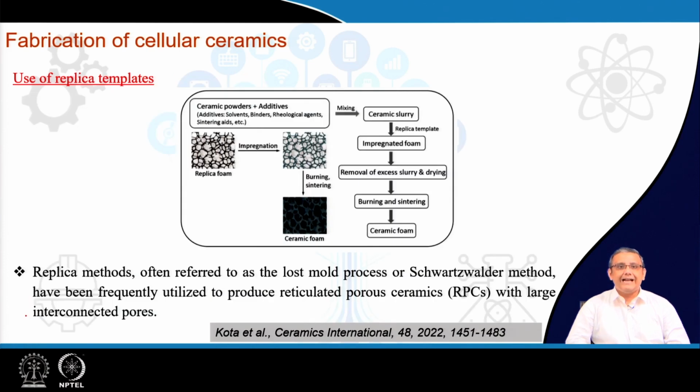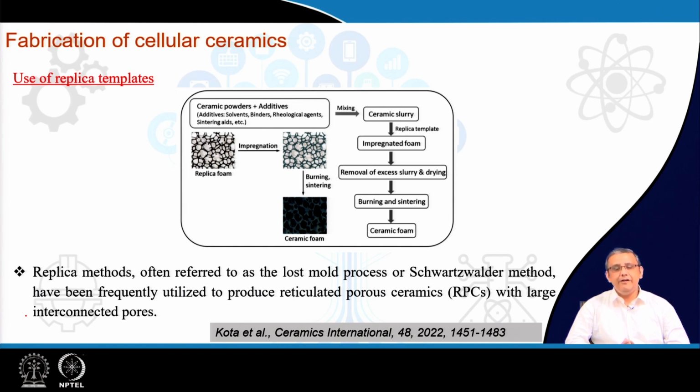The next technique that I am going to introduce at this point is the fabrication of porous ceramics using replica templates. Again, this is a very common technique for fabricating porous ceramics, but it is commonly used for fabricating ceramics with a very large amount of porosity, even more than 90% porosity. This process also has other names, like the lost mold process or the Schwartzwalder method. This process begins with a replica.